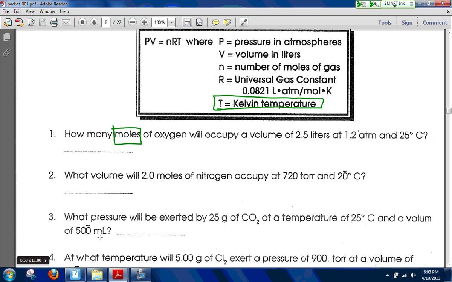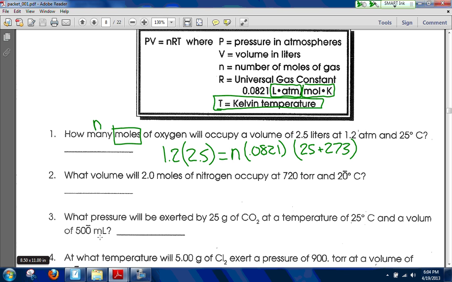So how many moles of oxygen will occupy a volume of 2.5 liters at 1.2 atmospheres, 25 degrees Celsius? I'm looking for moles. That's n. The pressure they gave me, 1.2 atmospheres, times the volume, 2.5 liters. So I'm going to leave the units off. And that needs to equal the number of moles, which is n. I don't know what n is. R is the universal gas constant, or the ideal gas constant. And since we're using liters, atmospheres, moles, and Kelvin, I can just use 0.0821. And I can do 25 degrees Celsius is equal 25 plus 273 Kelvin.